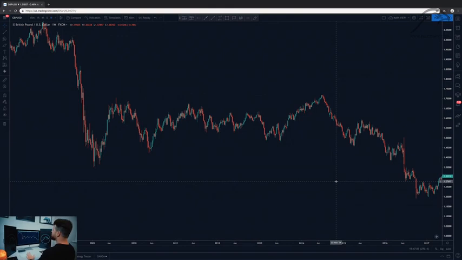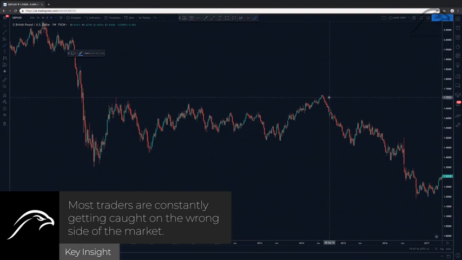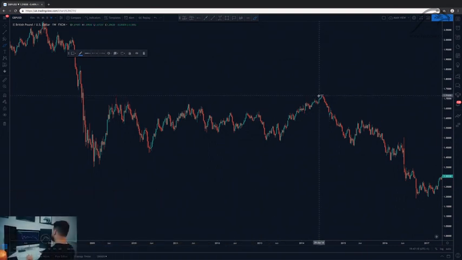So now let's take a look at this more visually. Why are people getting caught into this 90-90-90? Why are they losing that money in 90 days? Well, one of the main reasons is that they're getting caught on the wrong side of the market. So what does that mean? Well, in layman's terms, essentially what they're doing is they are buying the highs and they're selling the lows.